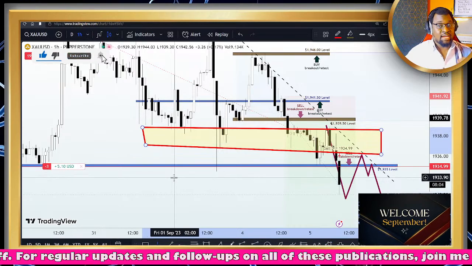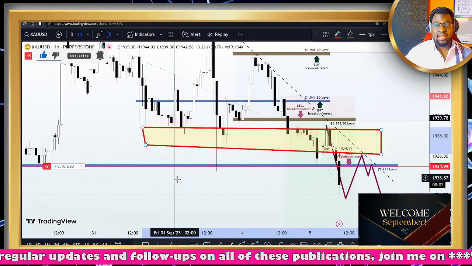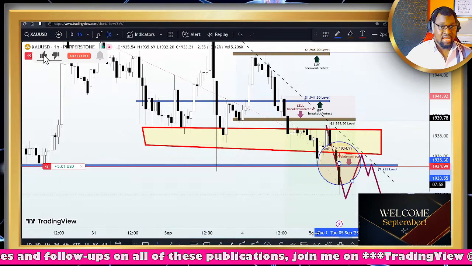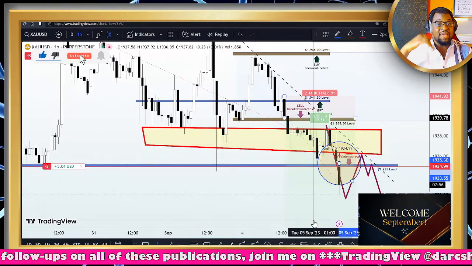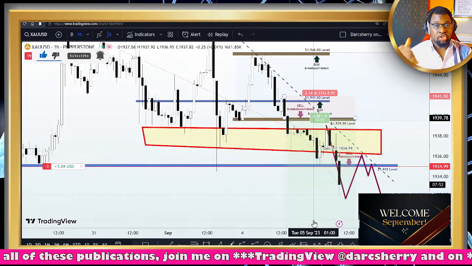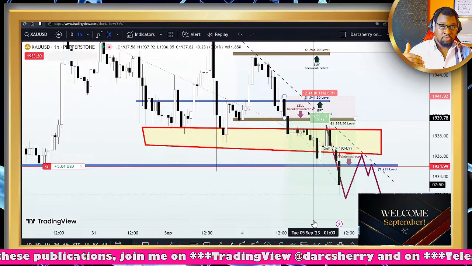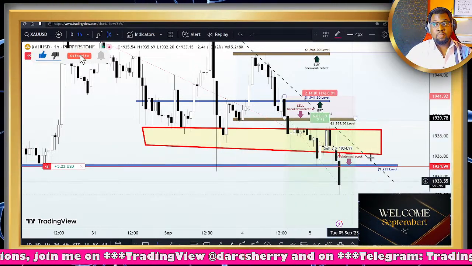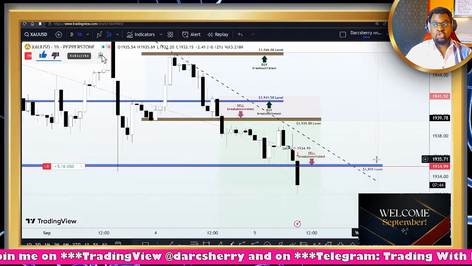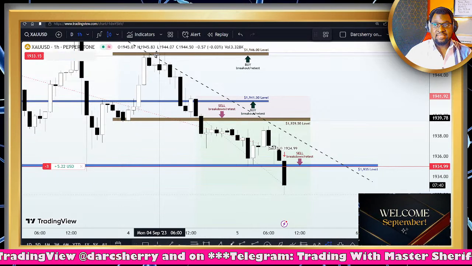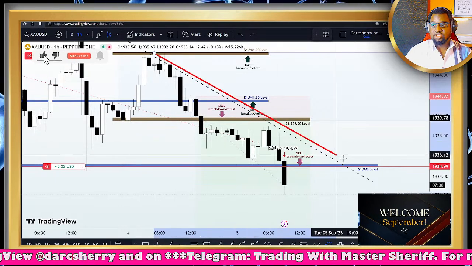Now, if price action goes back into that area, then the breakdown here will turn out to be a false breakdown. If price gets back into that territory, we definitely want to be looking out for buy pressure to join a bullish uptrend continuation. Now, for me to buy the XAUUSD for today, I would rather want to see price action take out this descending trend line.